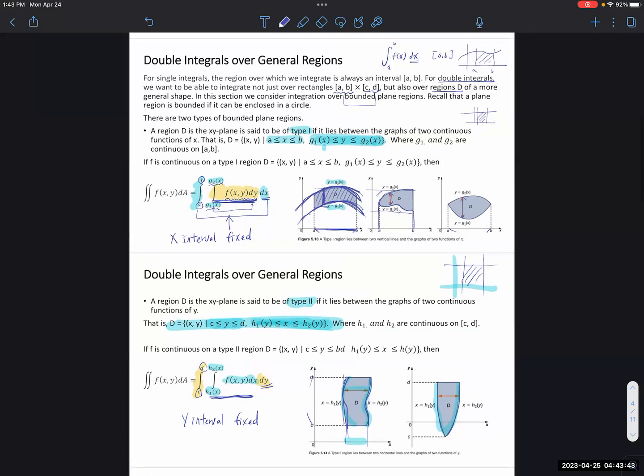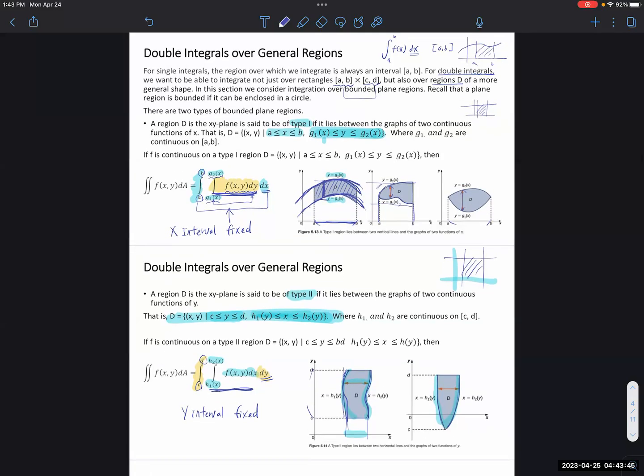So I'm going to pause here. I'm going to show you a couple of examples applying this concept of double integral with different intervals. I'd love to see your thumbs up. Maybe you're writing or jotting down this concept in your notebook. Just keep in mind, type 1 and type 2 have different fixed intervals. So let's take a look at the first example.